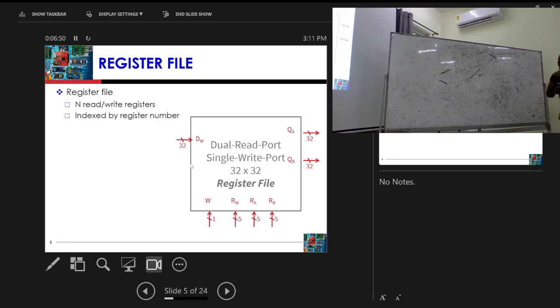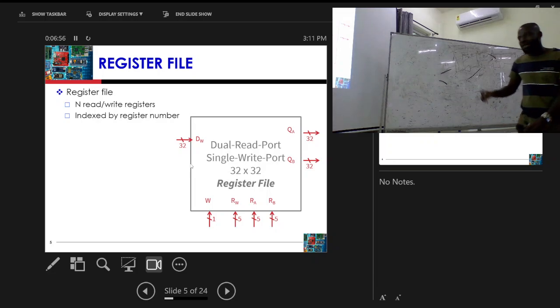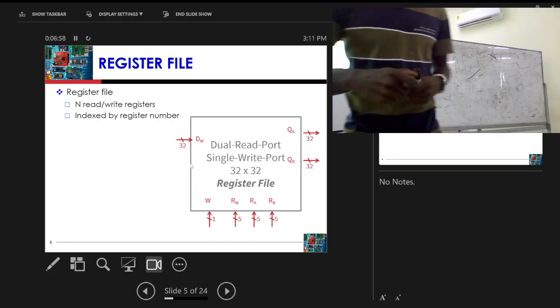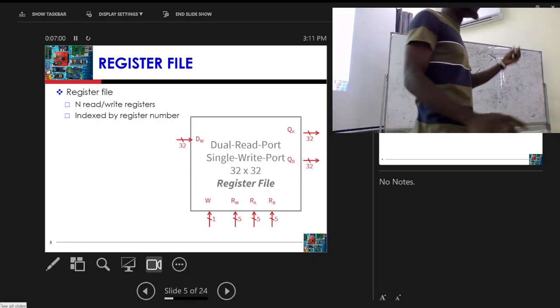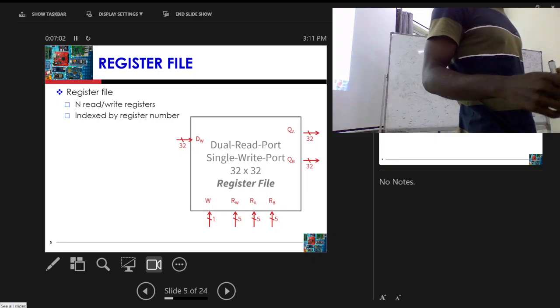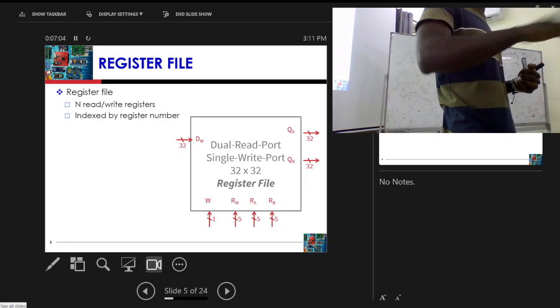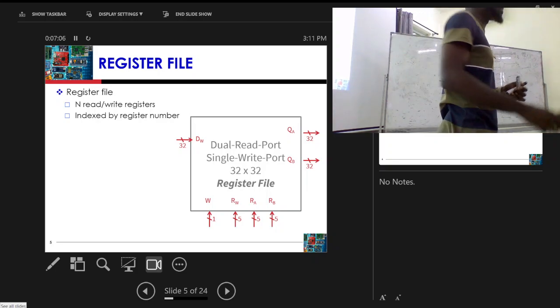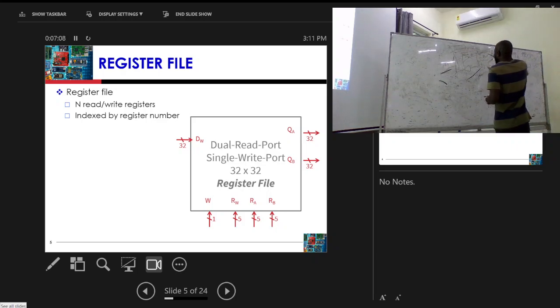Now we have a 32 by 32 register file. That's what we say it is. So in the exam, I can give you anything: 4 by 8 register file, 4 by 2, 4 by whatever. And ask you what is the meaning of that? That's the first question. So if I say this register file is 32 by 32, what do I mean?